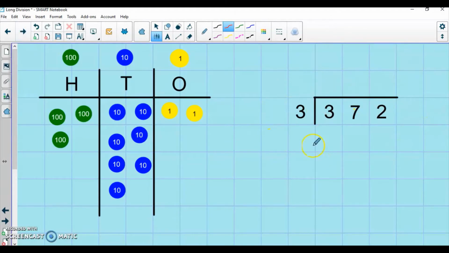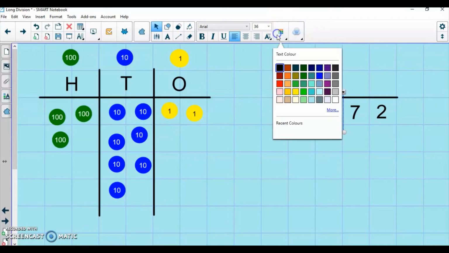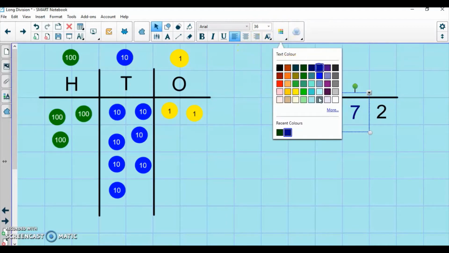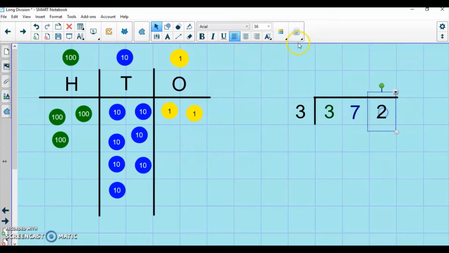Here we've got that question that we've just looked at before, and I've also laid it out here. You can see I've got my 300s there, I've got my 7 tens, which are over here, and I've got my 2 ones, which are there. To make that a little bit easier, I'll turn my 3 green, my 7 blue, because I've got my 7 tens, and then I've got my 2 ones there. So let's take a look at this.